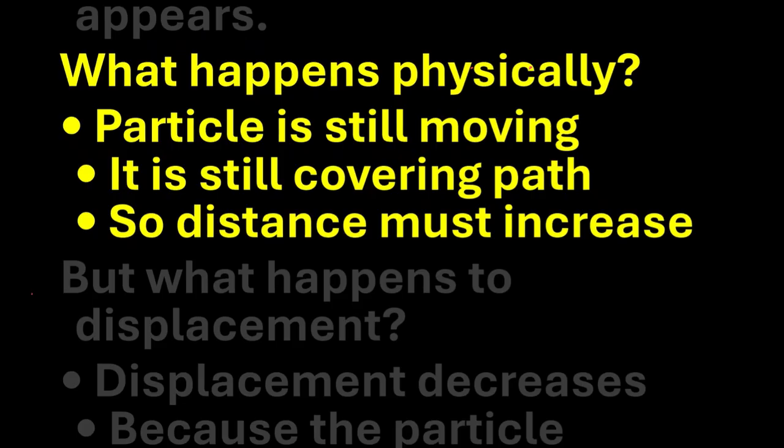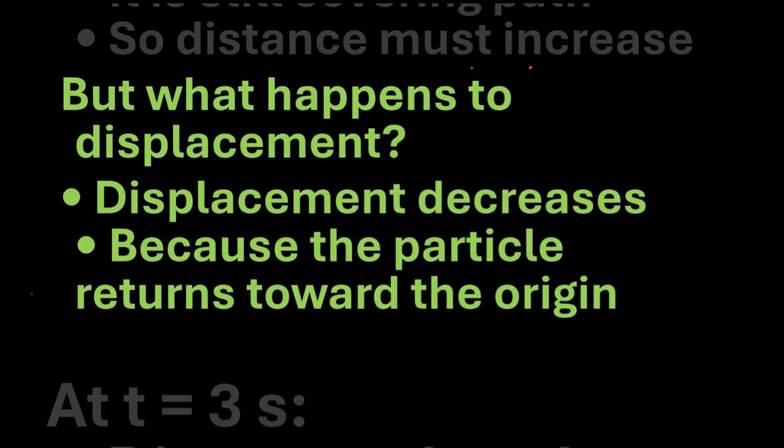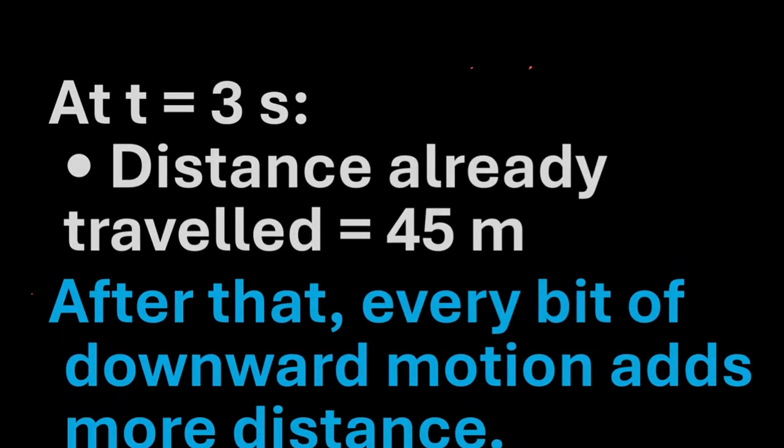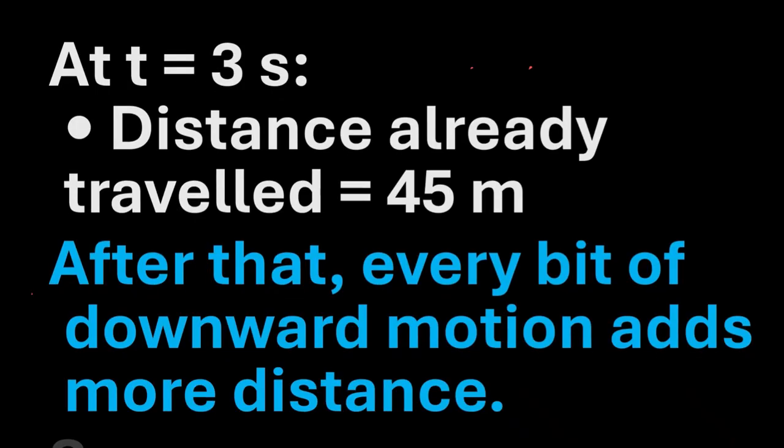What's happening to displacement now? Displacement is decreasing because the particle is returning towards the origin, but distance is increasing because the overall path length is increasing. Which means at t equal to 3 seconds, distance already traveled is 45 meters. After that, every bit of downward motion adds more distance, whereas it reduces displacement.